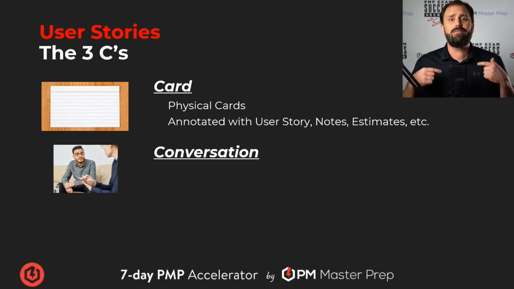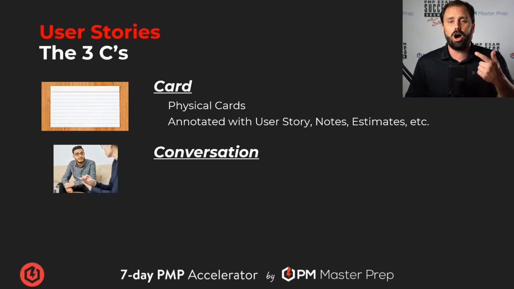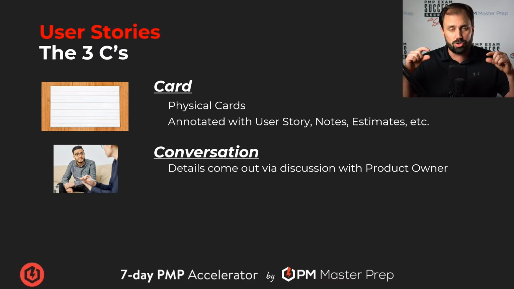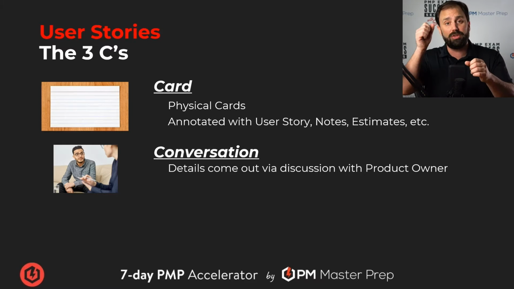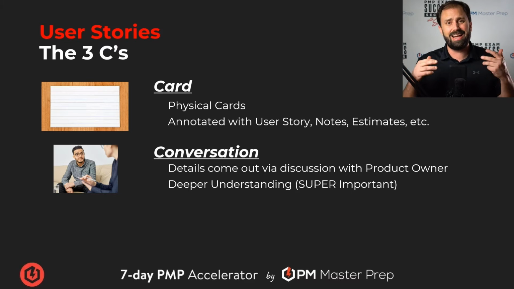Now, the other thing is conversation. The card is a promise or an introduction or a guarantee that when we get ready to think about this card, we're going to have a conversation about it. Because think about it, index cards are about that big. You can't put that much stuff on it. You have to follow up with, what do you mean? Can you explain this? Would this be correct? All those kinds of things to get clarification. So the details for the actual user story, the nitty-gritties, come out via discussion with the product owner, namely the team members and the product owner talking about it, okay? And this is where we're going to get a deeper understanding, all right? And this is super duper important.